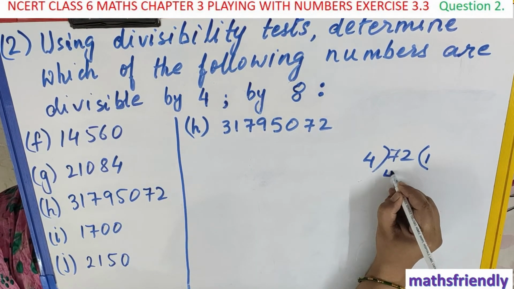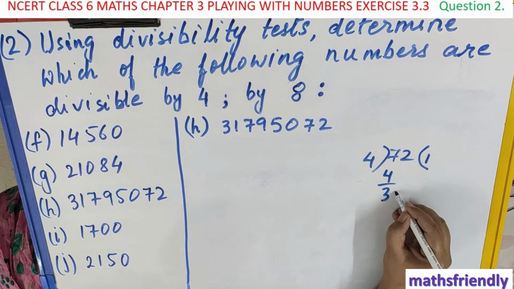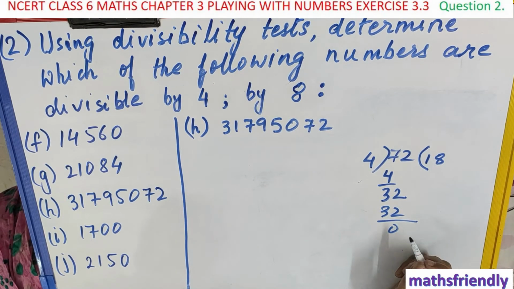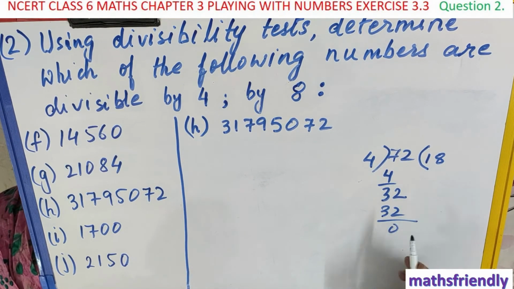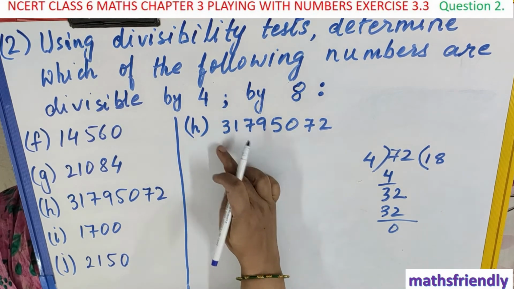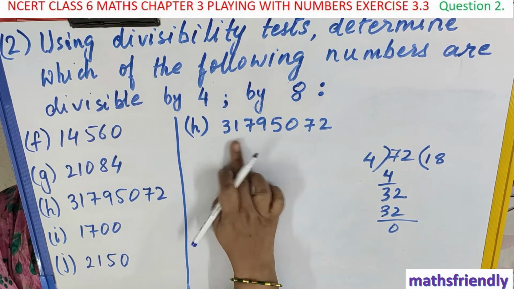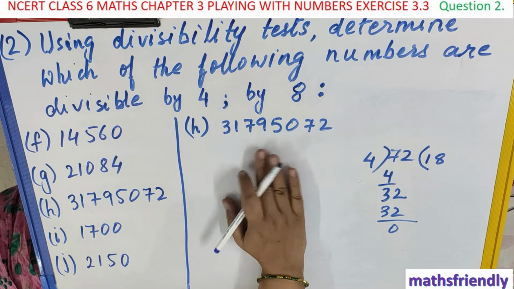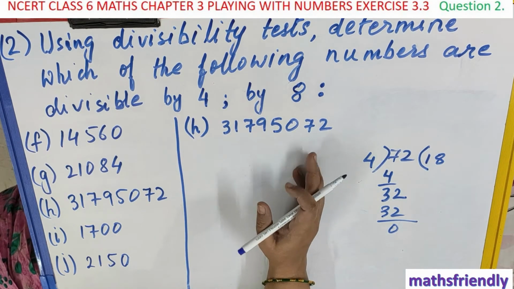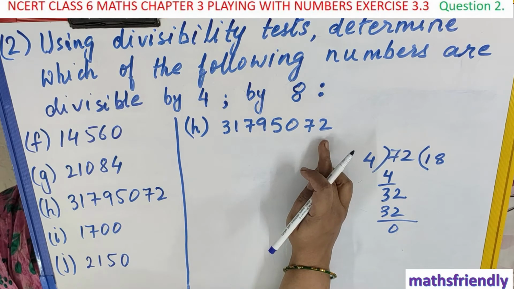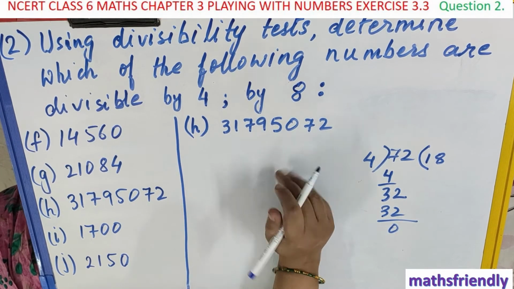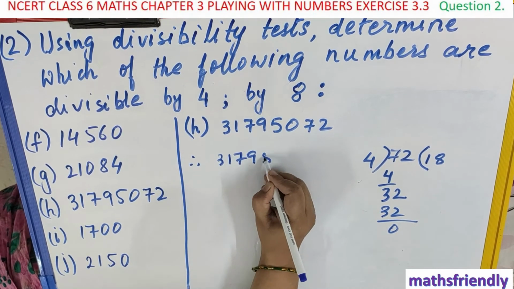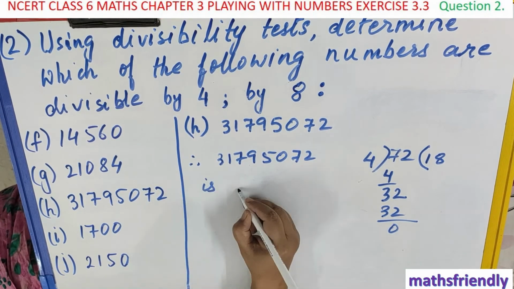So 4 ones are 4, 3 is remainder, 2 comes down, 4 eights are 32. Now the remainder is 0. It means this 72 is completely divisible by 4 because we got the remainder 0. It means this complete number, this 8 digit number, is divisible by 4. So very easily we can find whether a very big number is divisible by 4 or not by just checking whether the number formed by the last two digits is divisible by 4 or not. So we will write, therefore, 31795072 is divisible by 4.